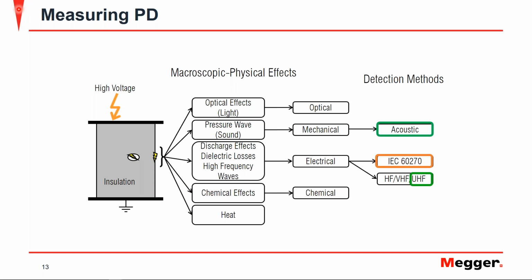Now, the IEC 60270 covers the conventional measurement, which uses a coupling capacitor to decouple the partial discharge in an apparent charge measurement, but that's more of a factory measurement. We'll discuss that a little bit, but not so much in depth because the on-site measurement is going to include your acoustic and UHF measurements.